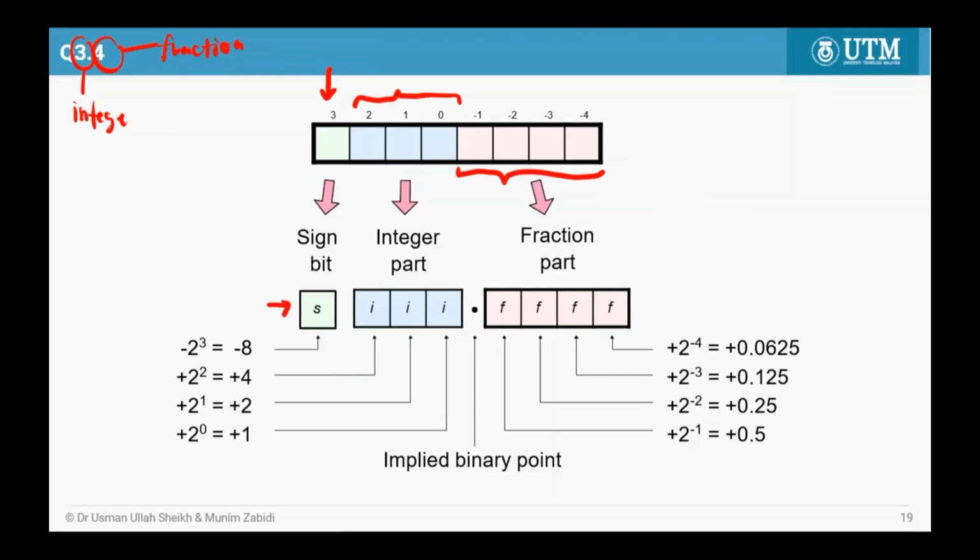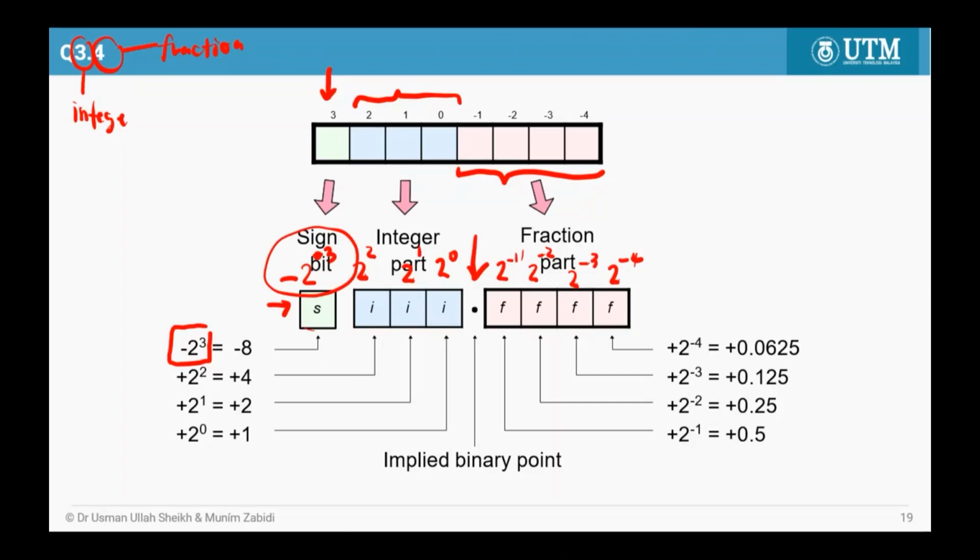If you want to find out the value here, you can put the weightage like this. For the sign bit, this is -2 power of 3. Why is this -2 power of 3? Because you have the binary point here. Now you put the weightage: this one is 2 power of 0, this is 2 power of 1, 2 power of 2, and this is supposed to be 2 power of 3. But since this is the sign bit, you need to put negative 2 power of 3. What about the fractional part? This one is 2 power of -1, this is 2 power of -2, 2 power of -3, and this is 2 power of -4. Sorry, for the sign bit, it is negative 2 power of 3.